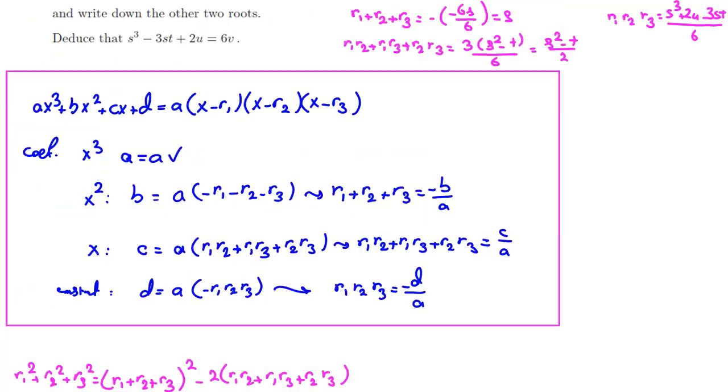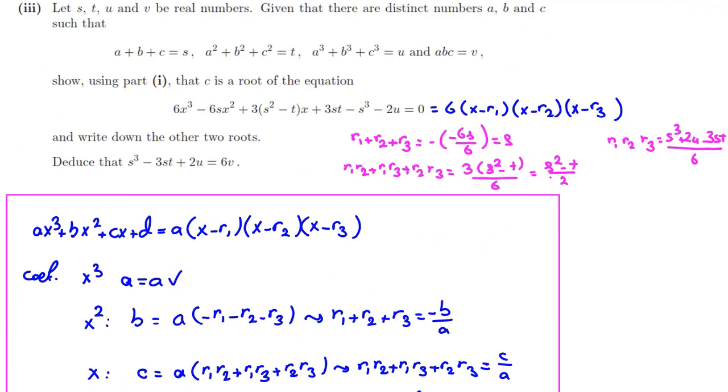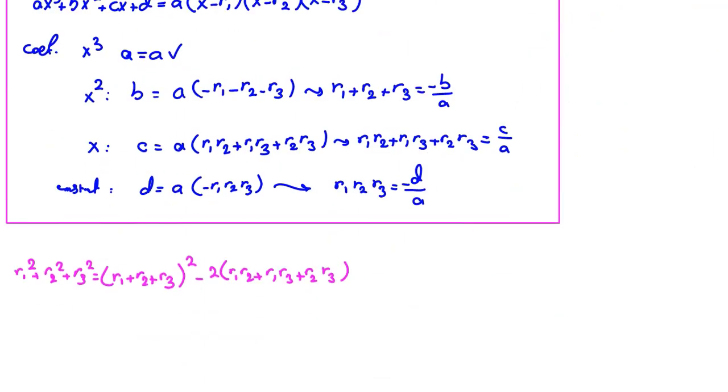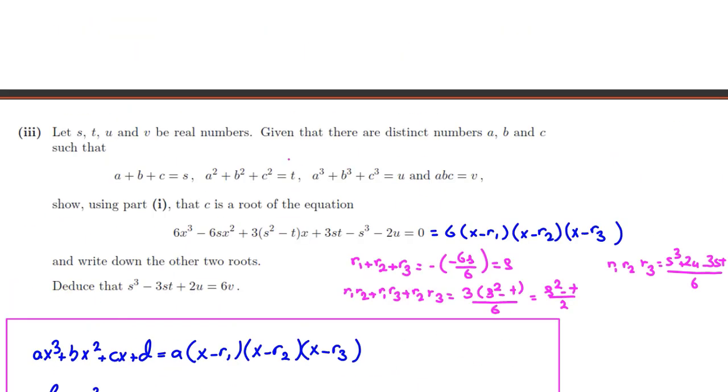And we know the sum of the roots is equal to what? Equal to s. And 2 times this is s squared minus t. Is s squared minus t, which will be t. And here we will see, okay, it is okay.